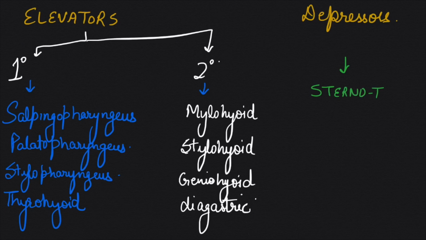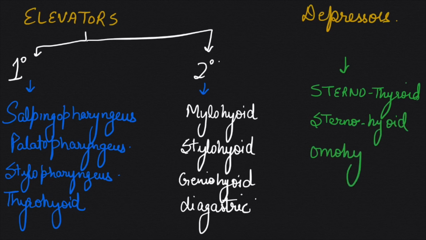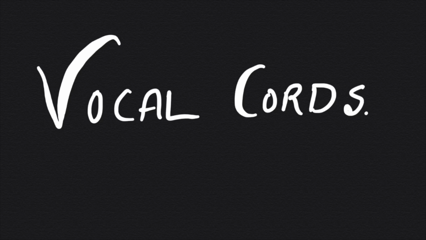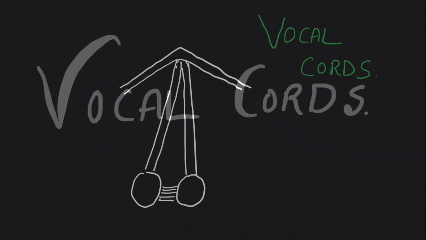Okay, then coming to the depressors. Again, all the muscles which are connected to the thyroid cartilage and structures below its level will depress the larynx, like sternothyroid connected to the sternum, then sternohyoid. Sternohyoid actually you can say is similar to secondary because it is also attached to the hyoid bone. Then we have omohyoid.